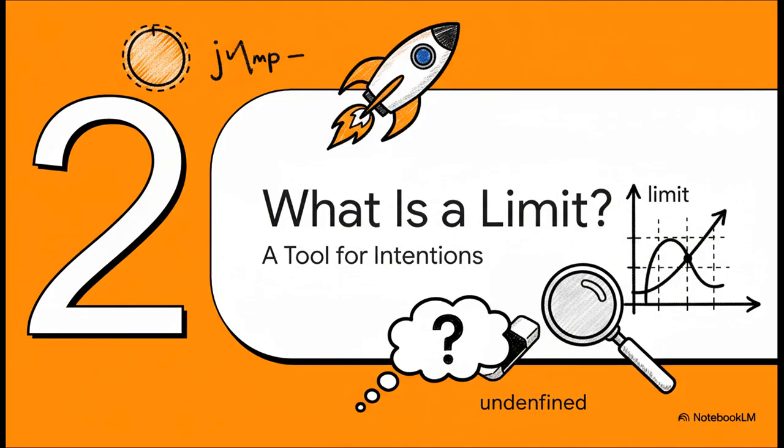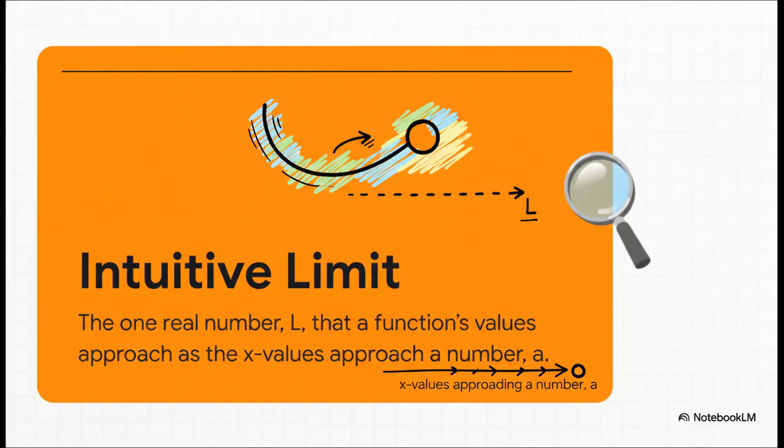We need a more precise tool. We need a way to talk about the intention of the function. And that tool, my friends, is the limit. And this is the absolute key idea right here. A limit isn't about what happens at the point. In fact, most of the time we don't even care if the function is defined there at all. A limit is all about the journey, not the destination. It's that single value the function is getting infinitely close to as you sneak up on your target.